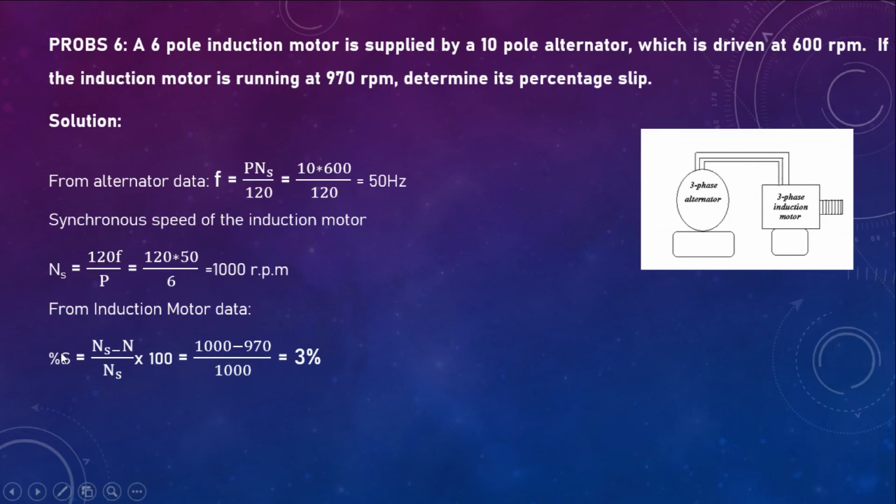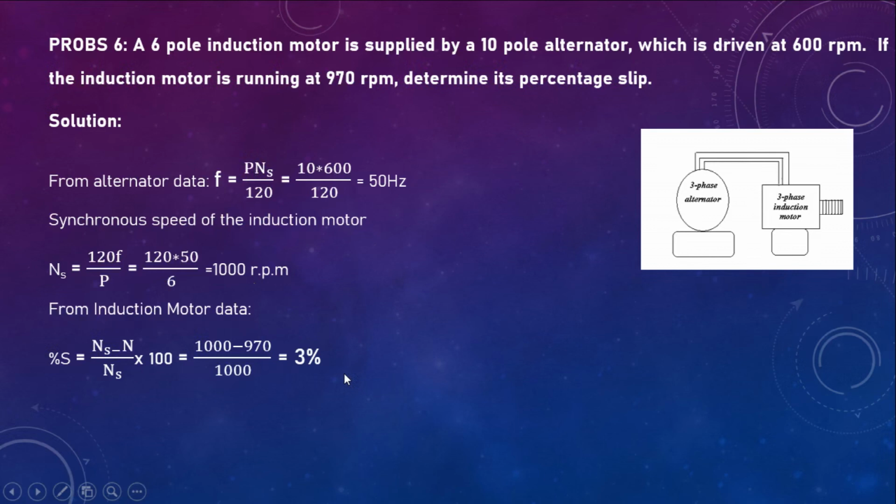Percentage slip is equal to (ns minus n) by ns. What is this ns? It is the synchronous speed of the rotating magnetic field. N is given as 970 rpm, the speed of the rotor. The motor is running at 970 means it is the speed of the rotor. We need to find ns. To find ns, we have 120 f by p. What is this p? P is the poles of the motor, not the alternator, because we are finding the synchronous speed of the RMF. For that we need to find f, because f is not given.